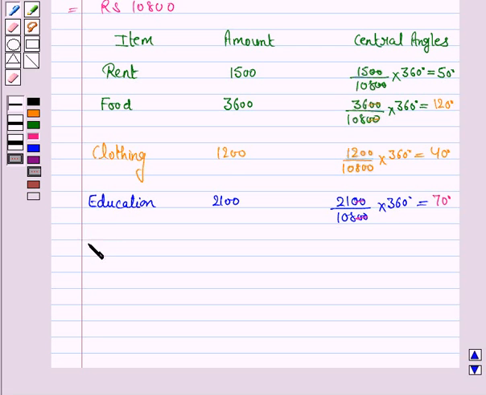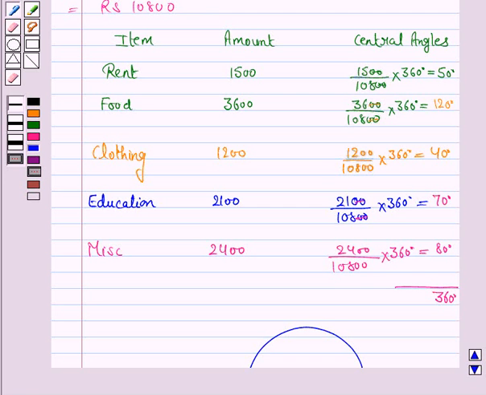Now the next is miscellaneous. Expenditure is 2400. Central angle is obtained by 2400 divided by the total expenditure multiplied by 360 degrees, and that gives us central angle as 80 degrees. And you must make sure that the sum of all these central angles is equal to 360 degrees. Now to draw the pie chart, first of all draw a circle of convenient radius.